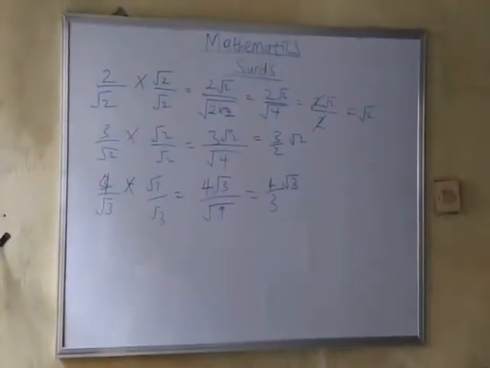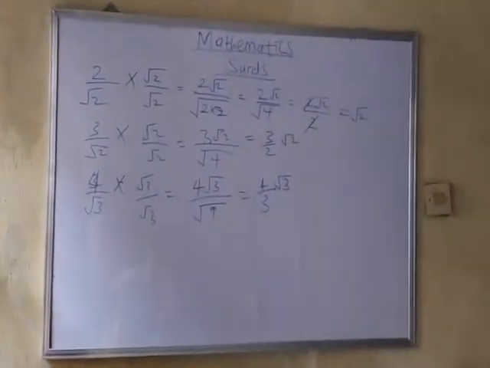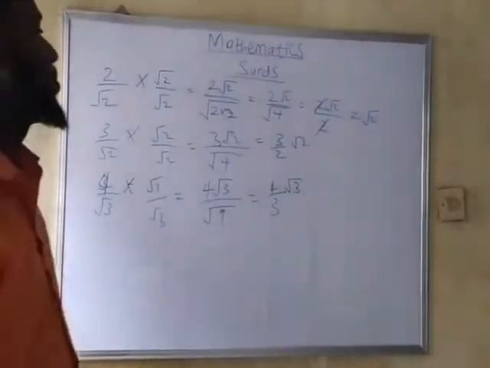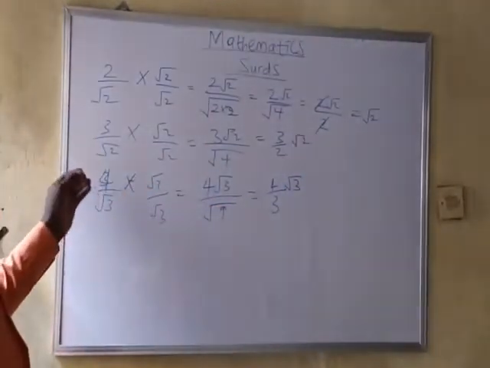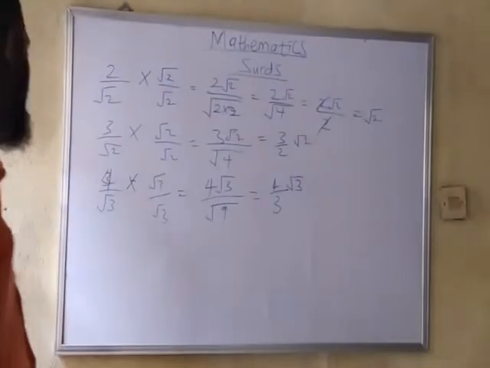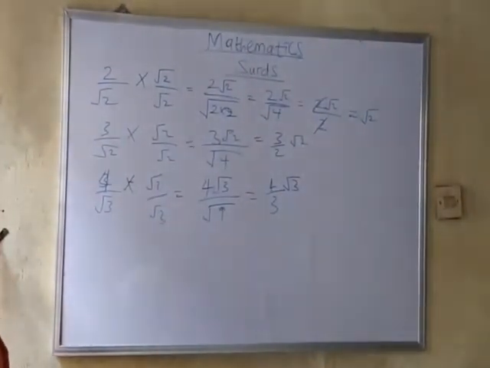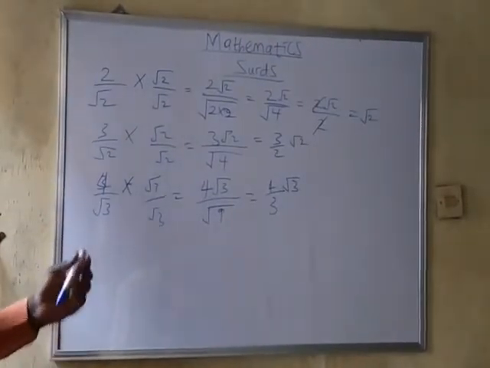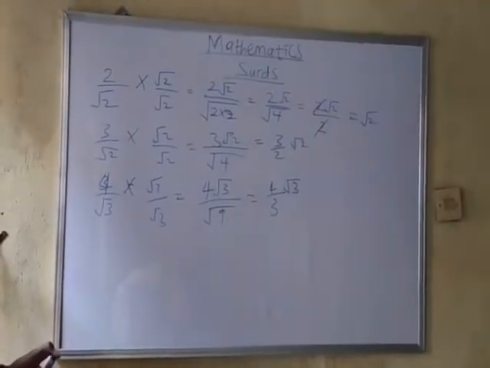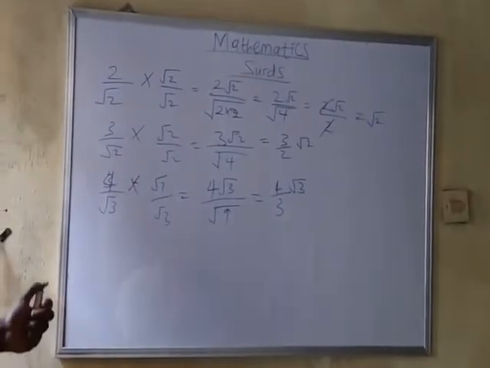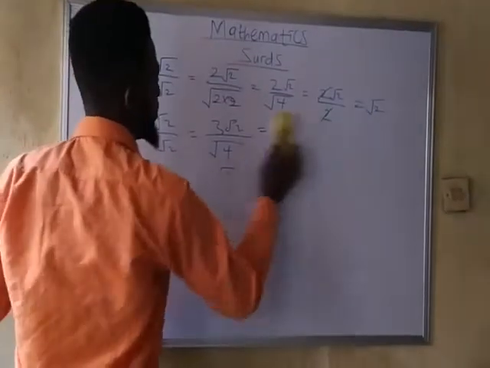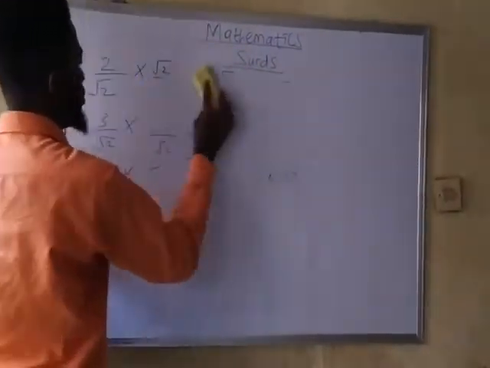So this is simply saying that 2 over root 2 is written as root 2, 3 over root 2 is written as 3 over 2 root 2, and 4 over root 3 is written as 4 over 3 root 3. You can actually check your calculator to confirm some of these things. And we omitted something, but we're definitely going to talk about it.